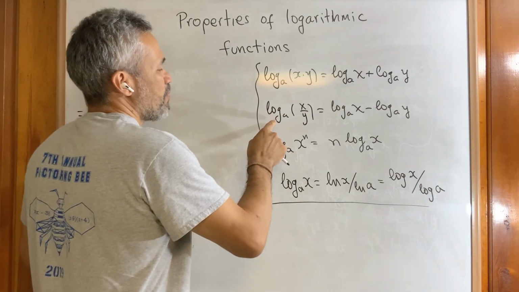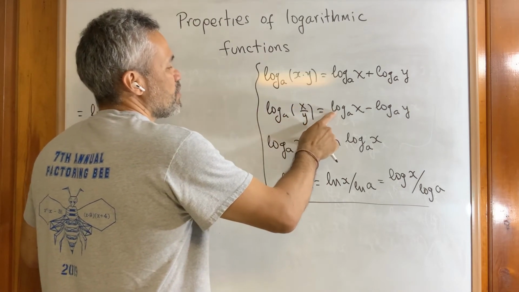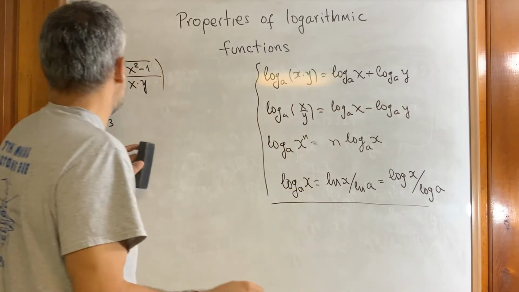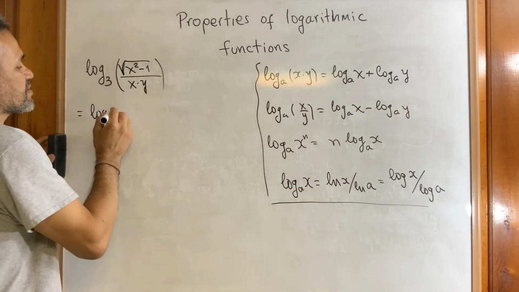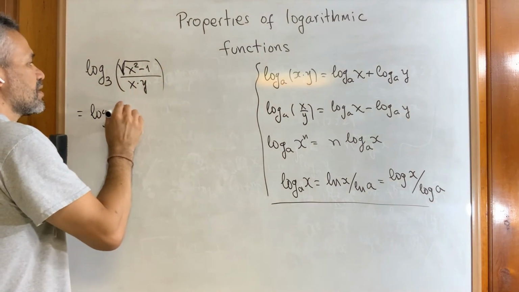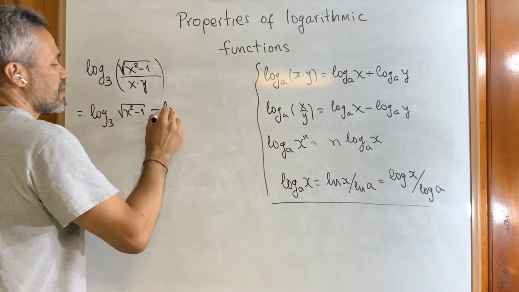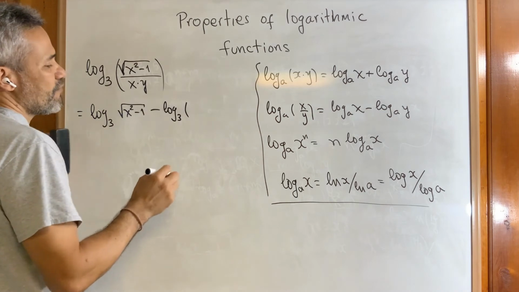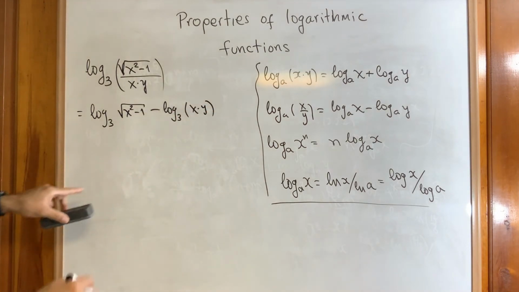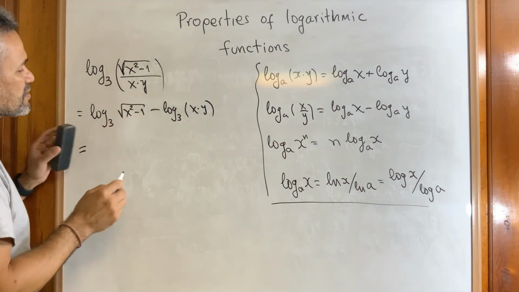The way to read this property is: log in base a of numerator over denominator is equal to log in base a of the numerator minus log in base a of the denominator. Then here we have log in base 3 of the numerator, which is a square root of x squared minus 1, minus log in base 3 of the denominator, x times y. Now we realize that a square root of something is that something to the 1/2.